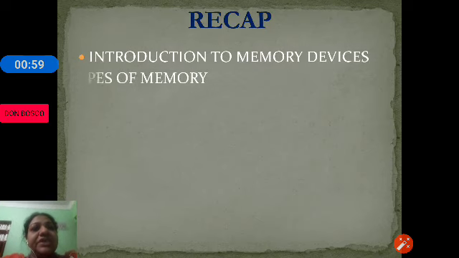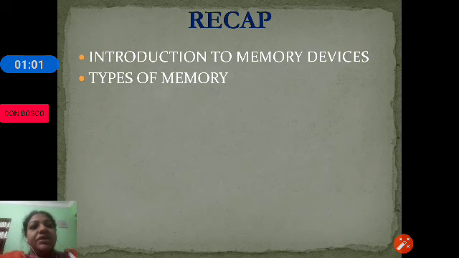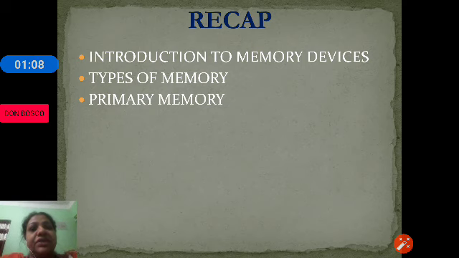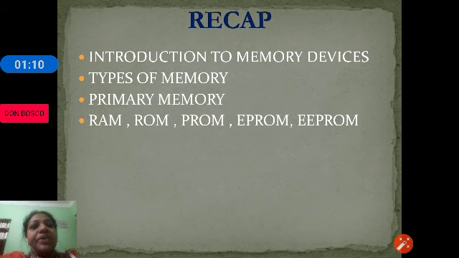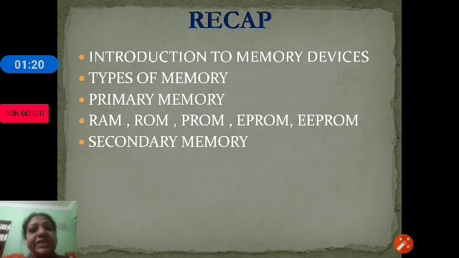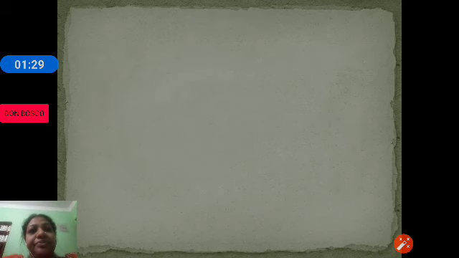So in the previous class we had a discussion about the memory devices, the different types of memories available, that is primary memory, secondary memory, and we also discussed the classification of RAM, ROM, PROM, EPROM and EEPROMs, and also secondary memory, and briefly we discussed the hard disk or hard disk drive.